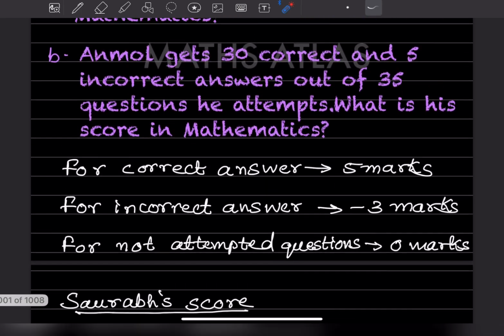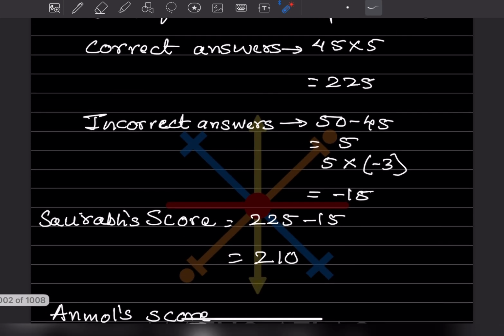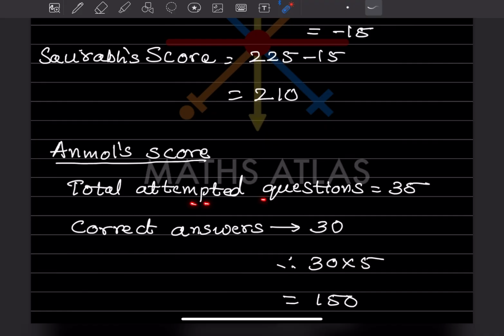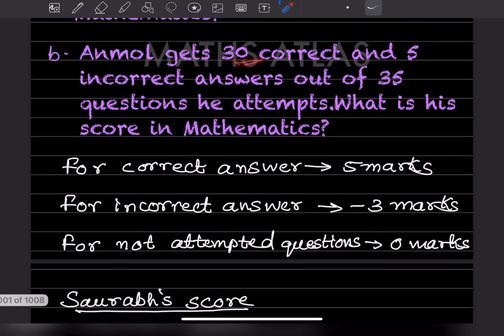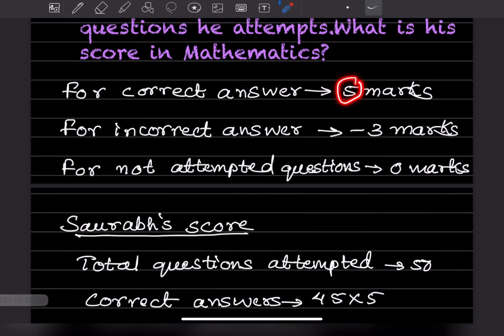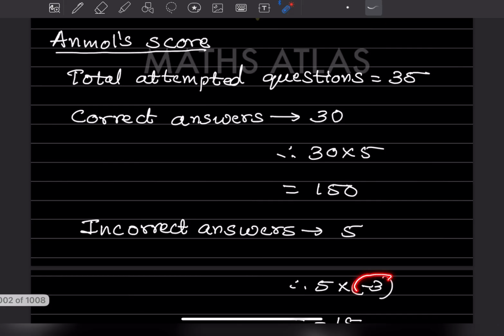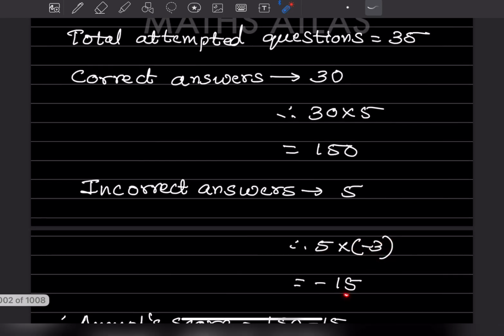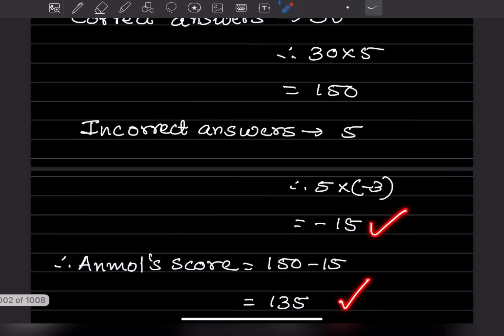Now let us see for Anmol. He gets 30 correct and 5 incorrect answers out of the 35 questions he attempts. So total attempted questions are 35 only. Correct answers is 30 and incorrect is 5. So 30 into 5 marks for a correct one, so that is going to be 150. Incorrect answers is 5, and for incorrect it is -3, so 5 into -3 is going to be -15. So Anmol's score will be 150 minus 15, which is going to be 135.